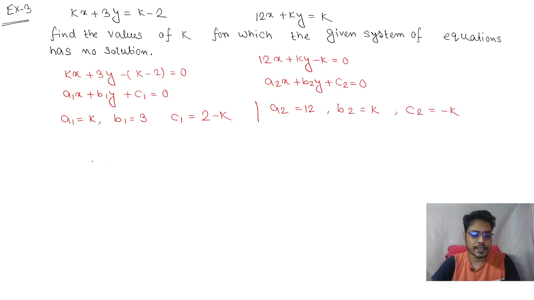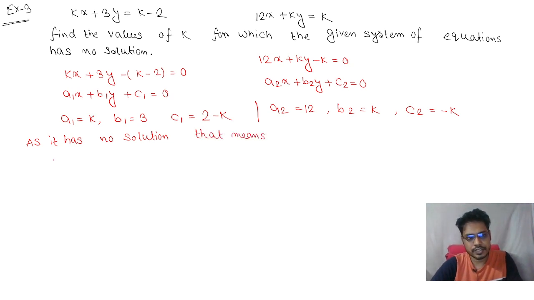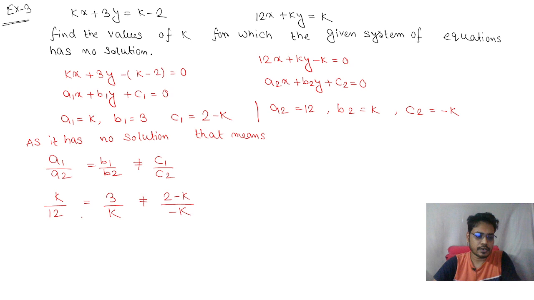Now as it has no solution, that means the condition is that a1 by a2 is equals to b1 by b2, but it is not equals to c1 by c2. Now put the value. a1 is k, a2 is 12, b1 is 3, b2 is k, and not equals to 2 minus k divided by minus k. Now first compare these two.